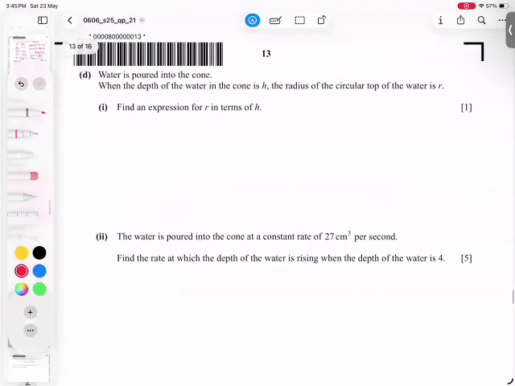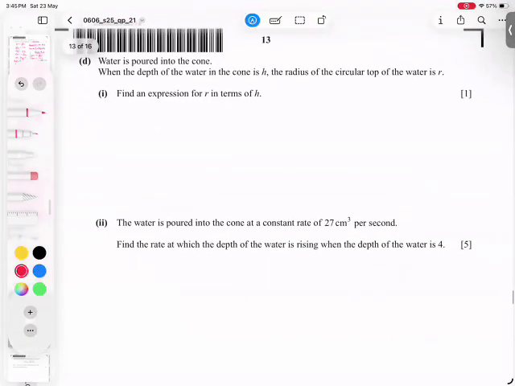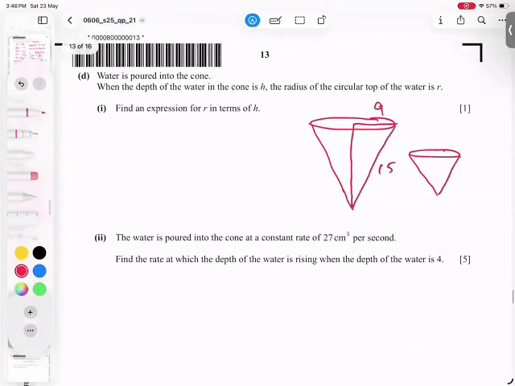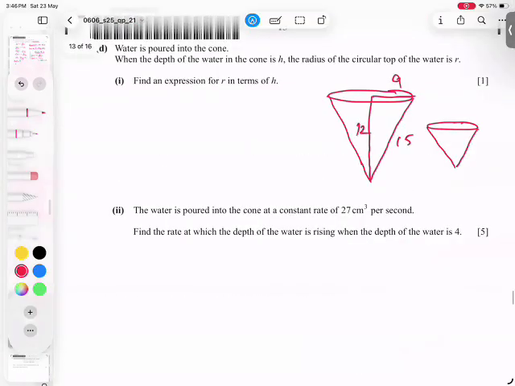Part D, sorry. Water is poured into a cone. When the depth of water is h, the radius of the cone is r. It means we have two shapes, one is the big one and one is the smaller one. How is it smaller? So this is 9 and this is the 15 slant height. And this is, we got it just now, 12. He's saying the radius is r and this is h.